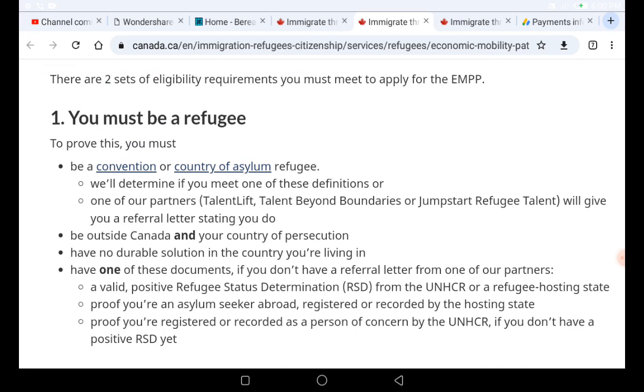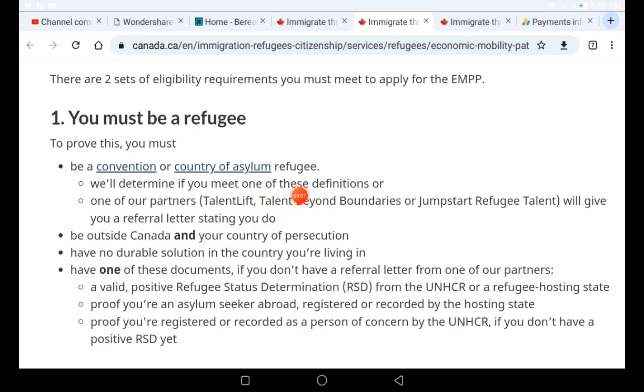Okay, so that is one thing that you need to understand. It said to prove this, you must be a convention or country of asylum refugee. We will determine if you meet one of these definitions or one of your partner. Talent Leaves is the body that is going to get you a reference letter or referral letter.